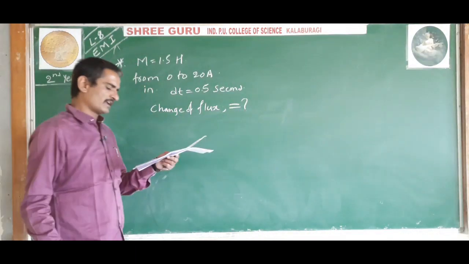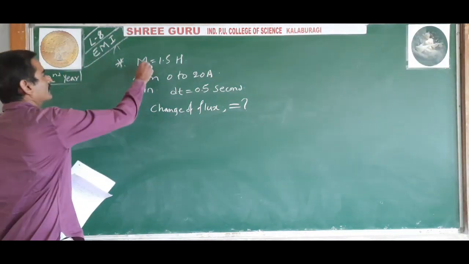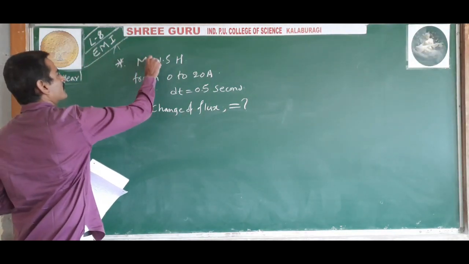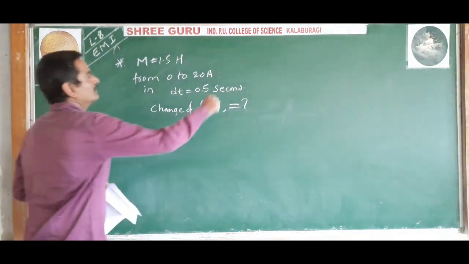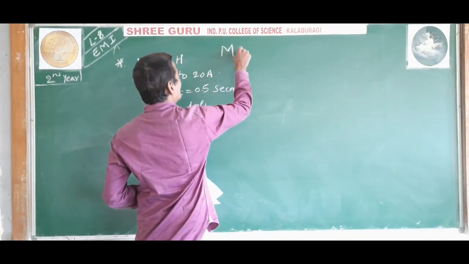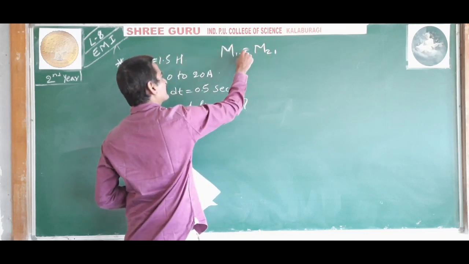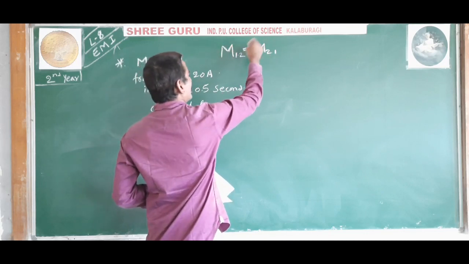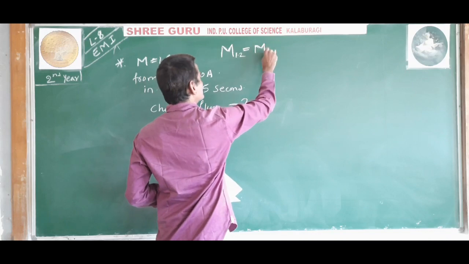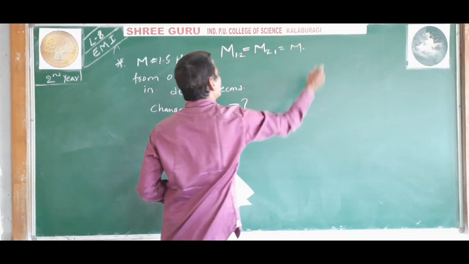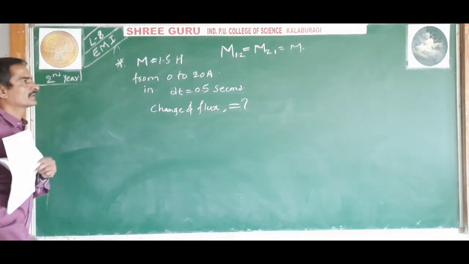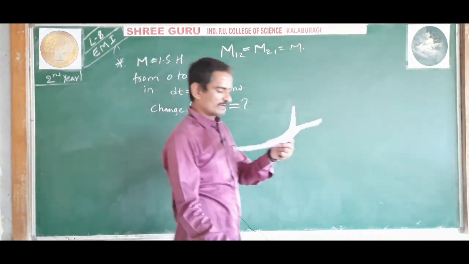A pair of adjacent coils has a mutual inductance of 1.5 Henry. So for a pair of coils, we have written M12 is equal to M21, that is, the mutual inductance of the second coil with respect to the first coil is equal to the mutual inductance of the first coil with respect to the second coil, in general M. Both are the same, and they have given it as 1.5 Henry.